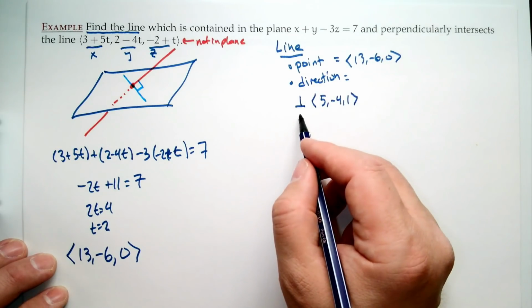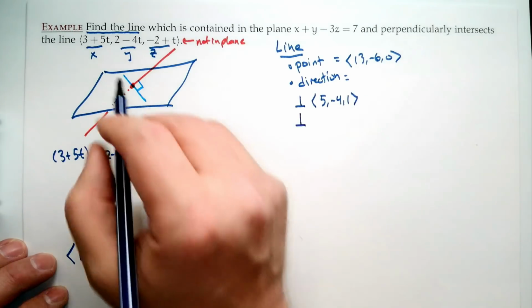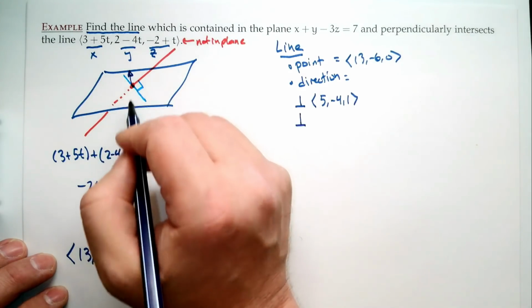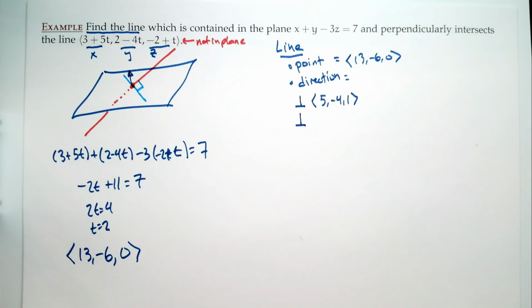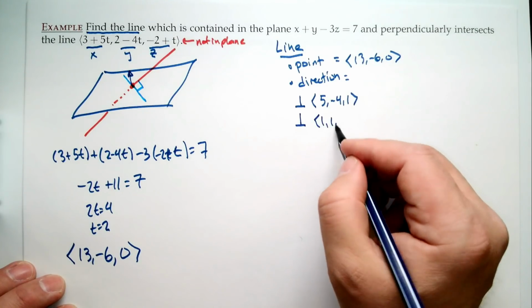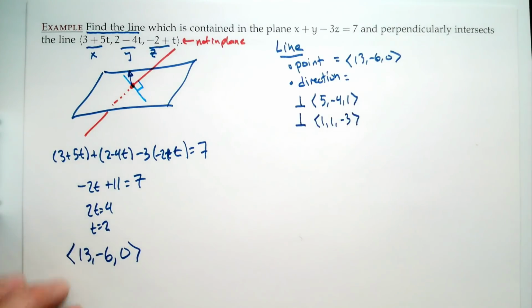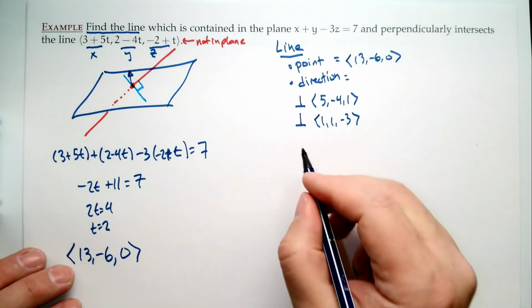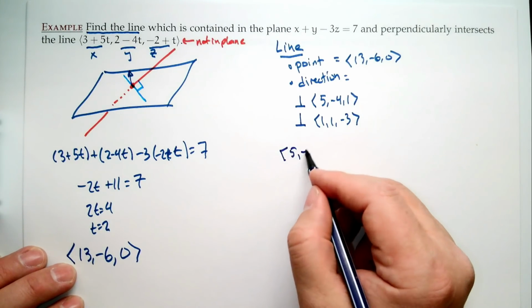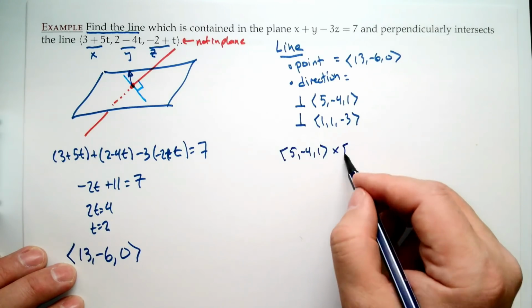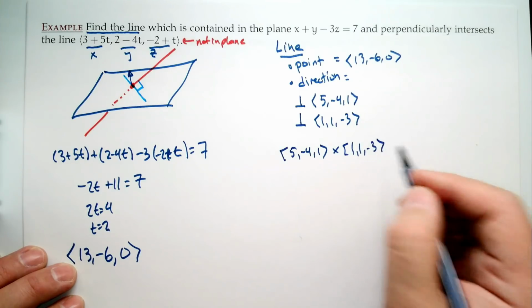But it also has to be in the plane, which means that if we come to the plane and look at the normal vector to the plane, the line has to be perpendicular to that. So what's that? Well, that's 1, 1, negative 3. And once you know that you're perpendicular to two different things, you're great to go. Why? To find something perpendicular to two different things, you cross them together. So we're going to take 5, negative 4, 1, cross 1, 1, negative 3.